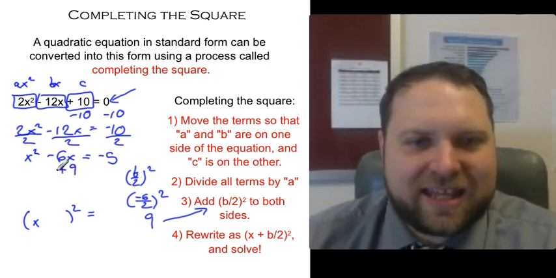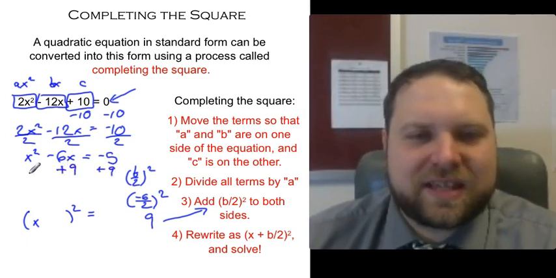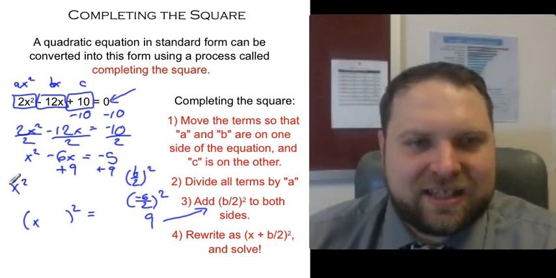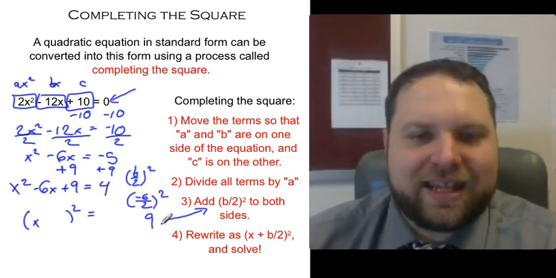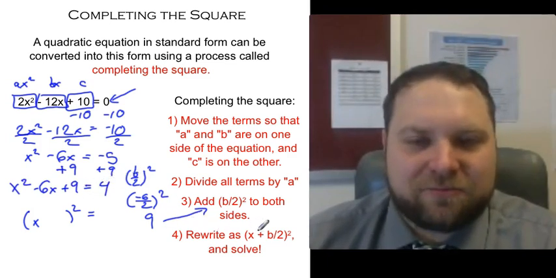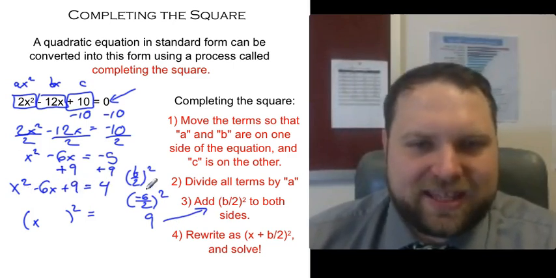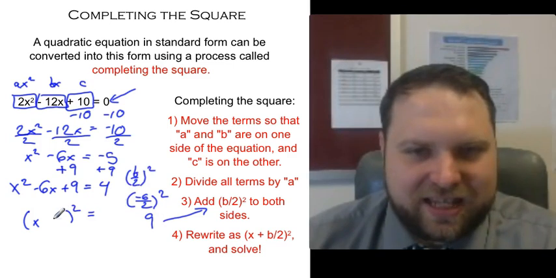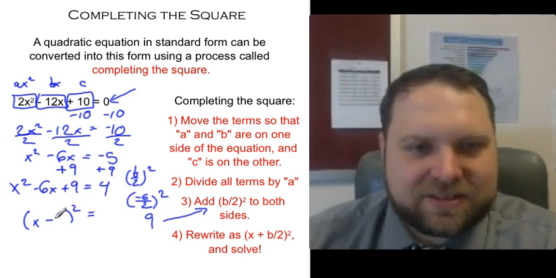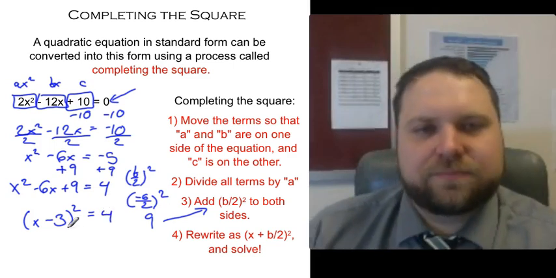And so I'm going to add 9 to both sides of my equation so that I get x squared minus 6x plus 9 equals 4. And now for my final step, I can rewrite what I just made there after I've added b over 2 squared, and I will get x plus b over 2. Well, b over 2 is just negative 3 in this case, so I would say (x minus 3) squared equals 4.